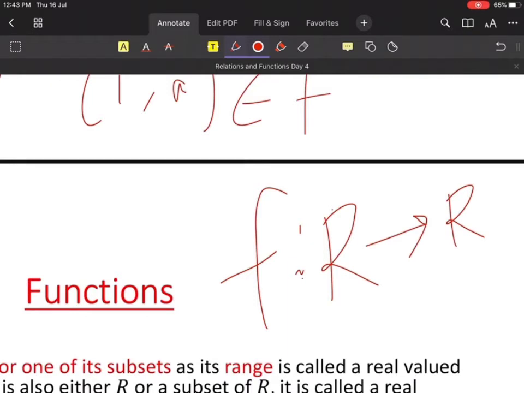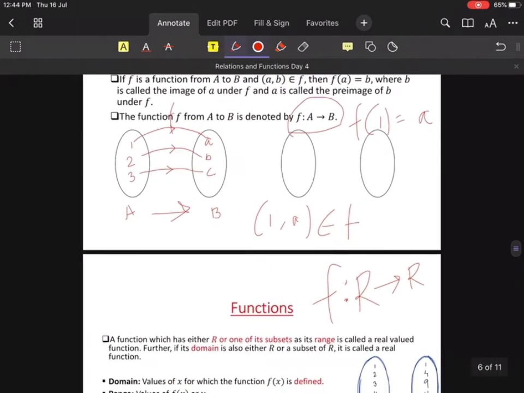r to r. Why am I writing r to r? Can anybody explain what is the purpose of writing like this? What does f colon r to r say? Let's see who can explain. F colon r to r means f is a function from real numbers to real numbers.